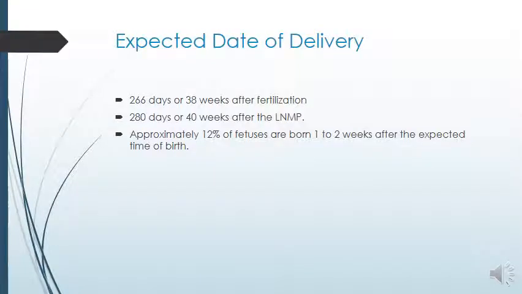The expected delivery date for a baby is 266 days or 38 weeks after fertilization, or 280 days or 40 weeks after the last menstrual period. Approximately 12% of fetuses are born 1 to 2 weeks after the expected time of birth.